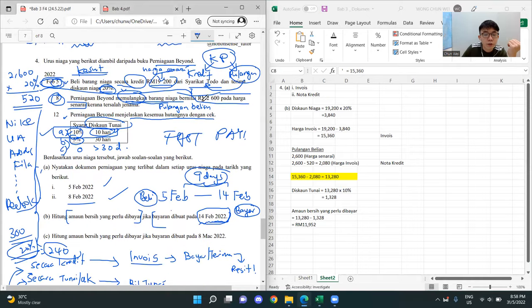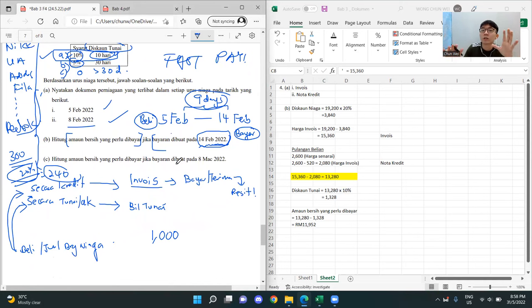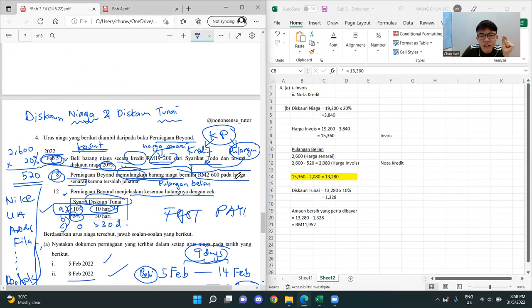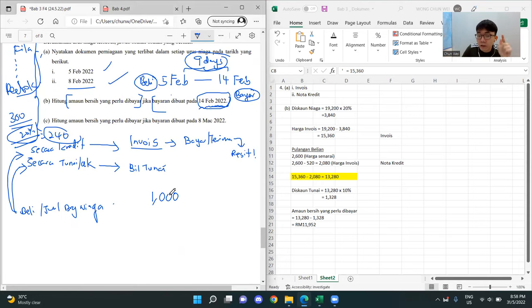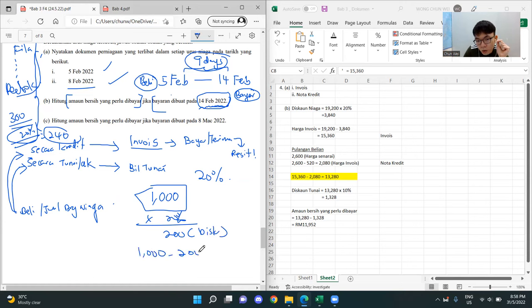So 1,000 ringgit. So now, again, this is what is shown on the price tag. That's why the questionnaire specifically tells you, ini ialah harga senarai. And don't forget, before I buy the shoe, I actually get 20% discount. So when I return this shoe, I'm not returning 1,000 ringgit. I'm actually returning, so you times 20%, there is a 200 discount, right? So you're using 1,000 ringgit minus the discount 200, you get 800.